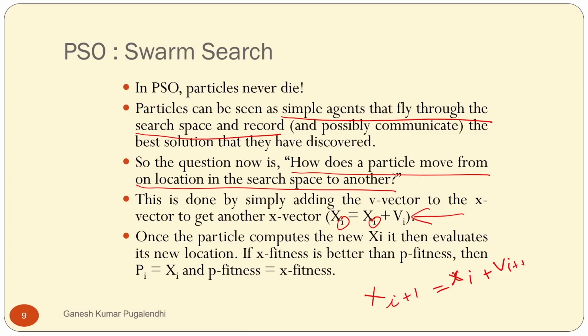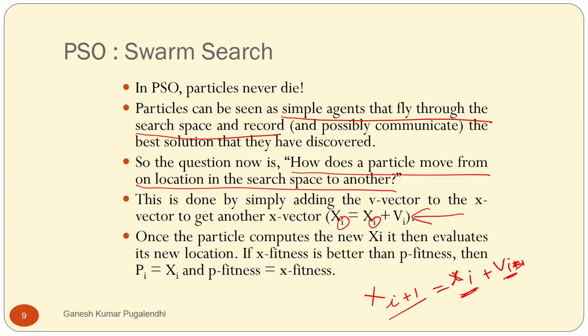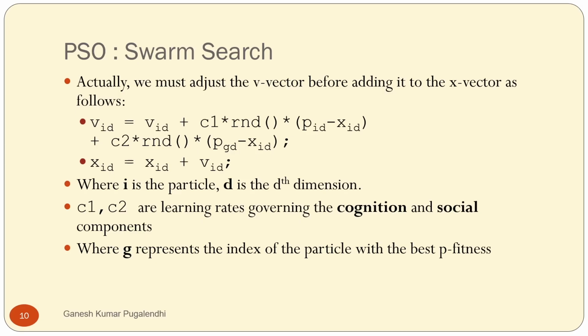Vi plus 1, we may treat that. That means new position is equal to old position plus velocity. So according to the velocity, it has been changing. For each and every new explored position, its x fitness value and p fitness values are calculated. In this way swarm search is happening, and the velocity keeps changing. The new velocity is equal to old velocity plus some formula.